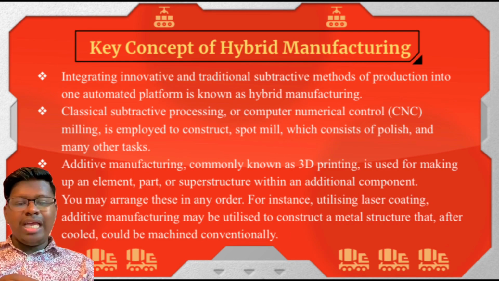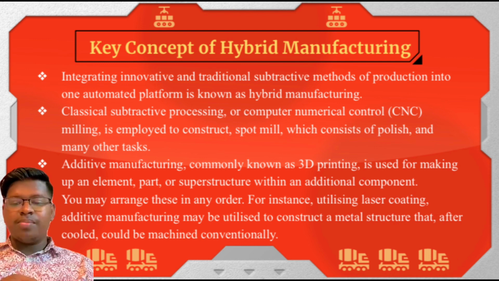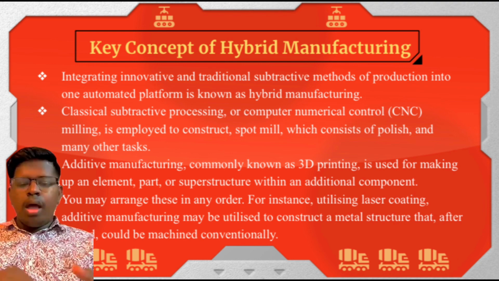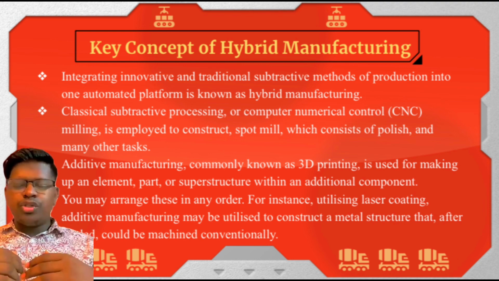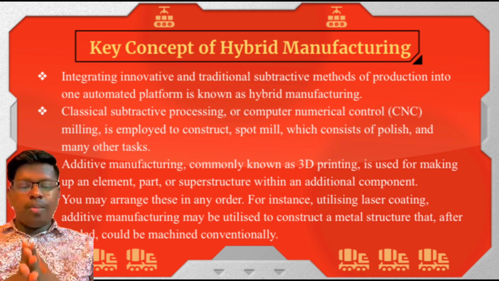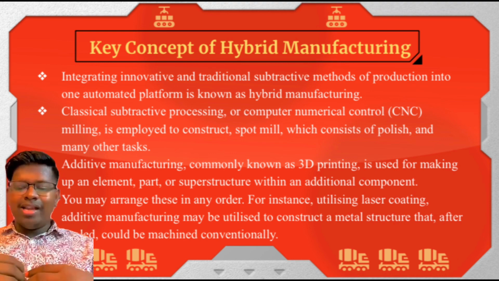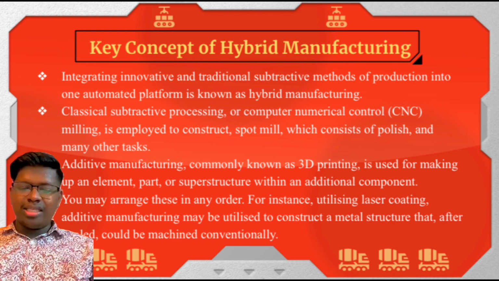Next, we are going to see the key concept of hybrid manufacturing. Integration of innovation and traditional subtractive methods of production into one automated platform is known as hybrid manufacturing. Additive manufacturing, commonly known as 3D printing, is used for making an element, parts, or superstructure within an additional component. You may arrange this in any order.